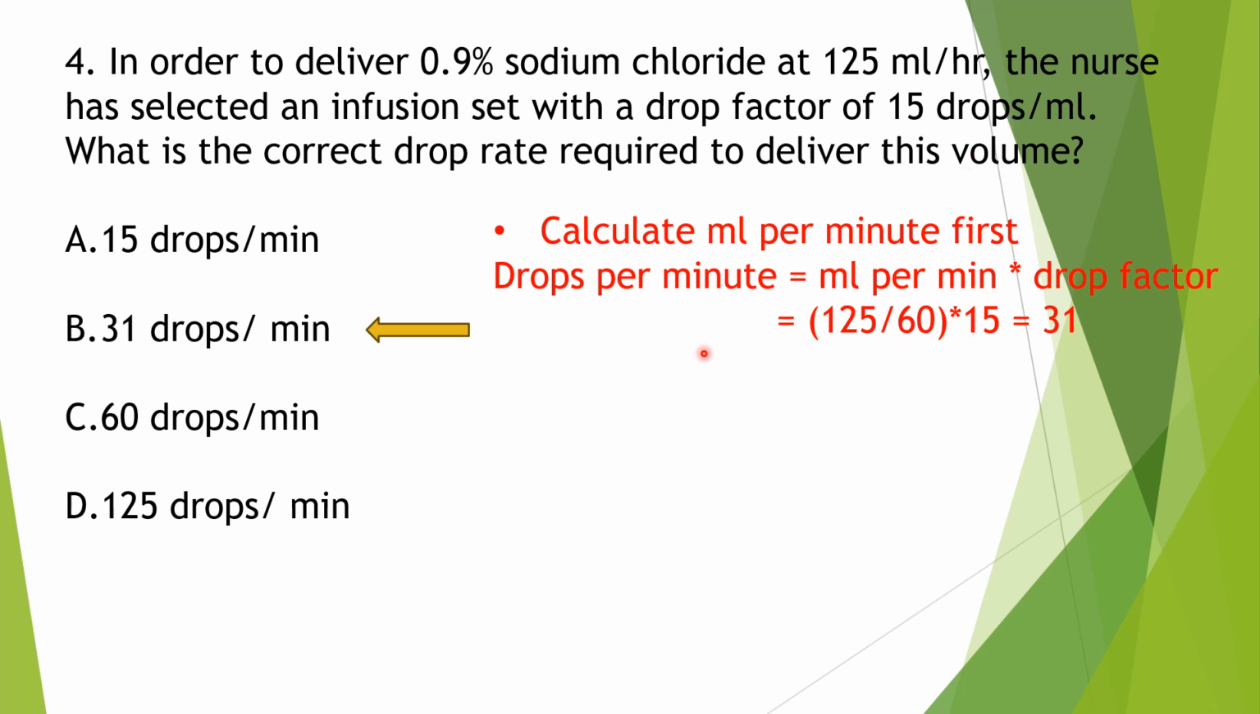So to find out the drops per minute, it is 125 by 60 into 15. It is near to 31. So the answer is 31 drops per minute.